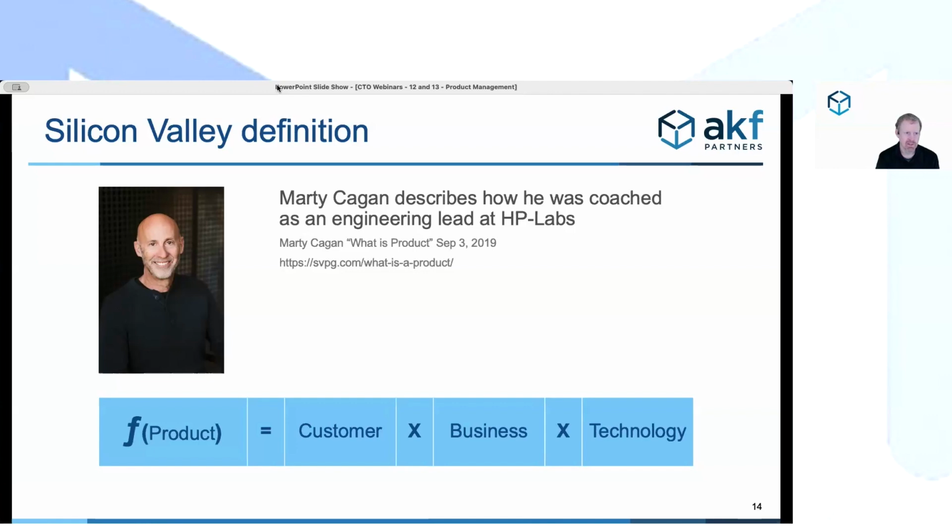So Marty Cagan, if you read his material, he was at HP Labs before he got to eBay, one of our colleagues there. He describes product as a function of the customer times the business times the technology. And so he explains this out in a bit more detail. But if any of these numbers here are zero, if you don't understand the market, if you don't understand how your business operates or how technology works, your function is zero as a product manager. So you have to understand all three of those aspects.